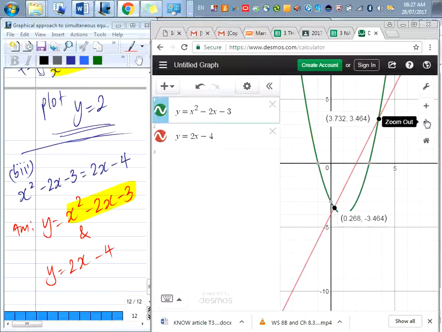Which value are we interested in? x values only. So 0.268 as well as 3.732. The y value, don't care. We don't need that. So in your textbook, they have x equals 0.3 and 3.7. Quite similar to these more accurate, more precise values.